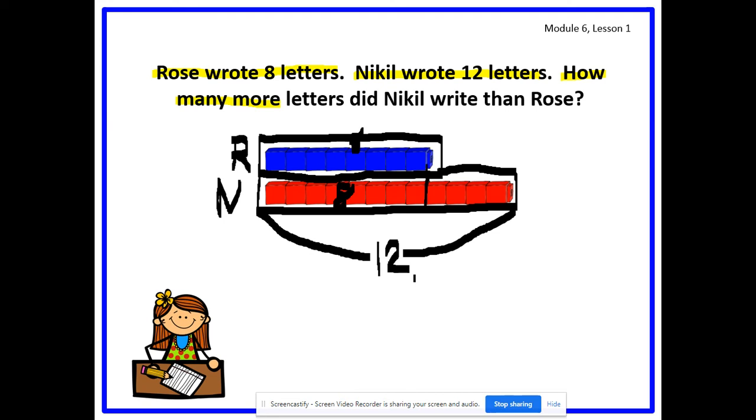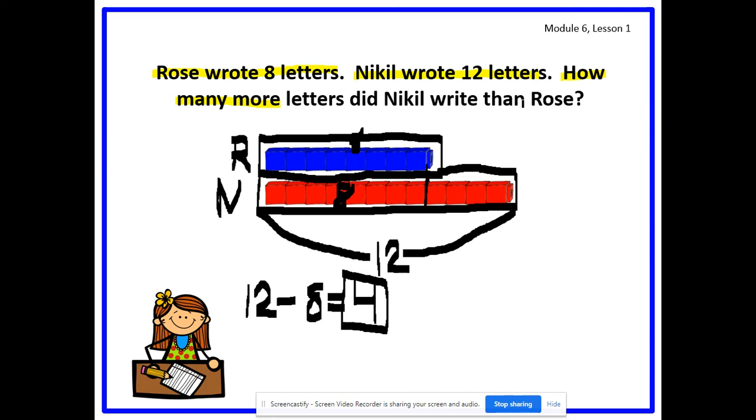So what subtraction sentence can we write to show how many more letters Nickel wrote than Rose? Well, we start with our whole number when we subtract. So go ahead and write 12 minus 8, because that's the part that we know. And what is 12 minus 8, boys and girls? Let's count. Ready? 1, 2, 3, 4. So what's 12 minus 8? Get ready. Yes, 4. Go ahead and write 12 minus 8 equals 4. So this is the number of letters that Nickel wrote. He wrote 4 more letters than Rose.